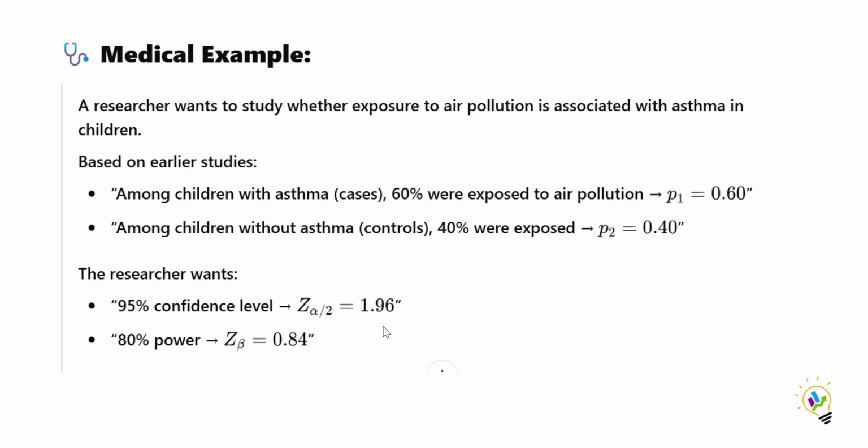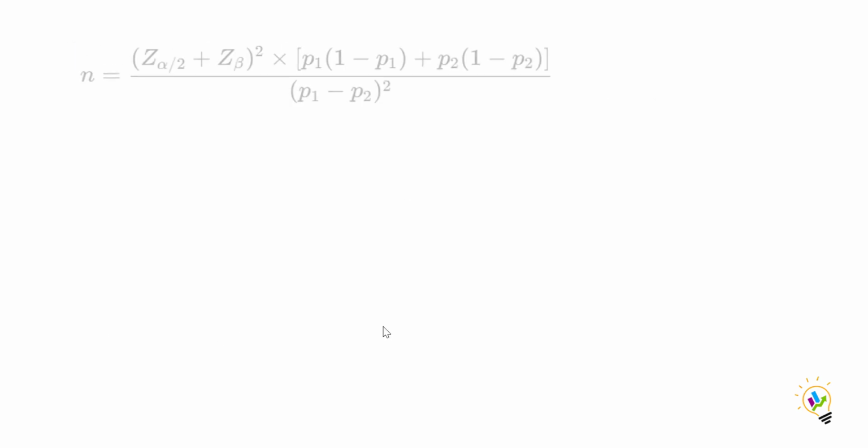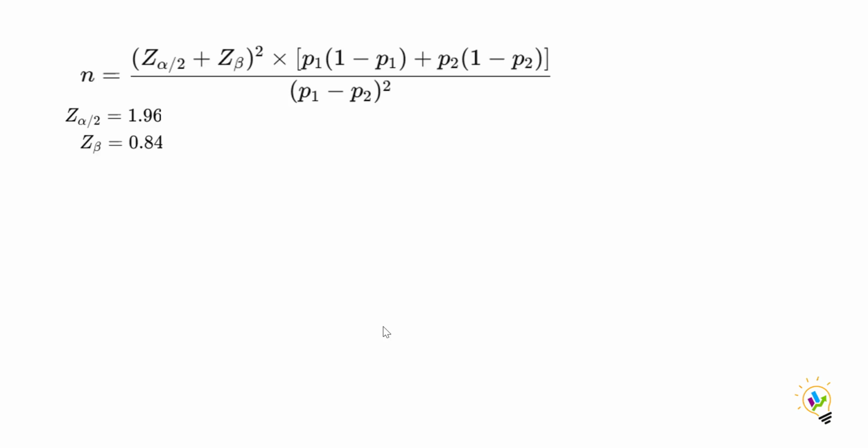So we have two conditions. The researcher wants to conduct this analysis at the 95% confidence level, so z alpha by 2 will be 1.96, and 80% power of the test, so z beta will be 0.84.